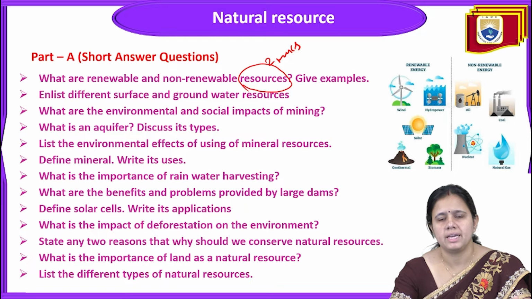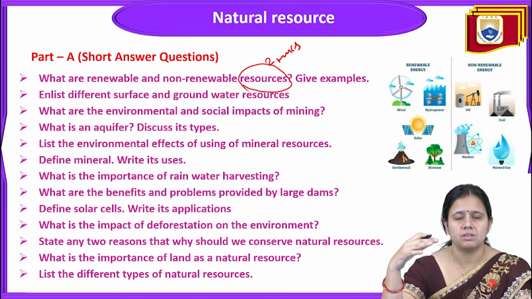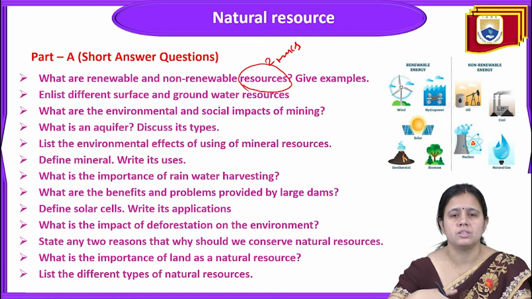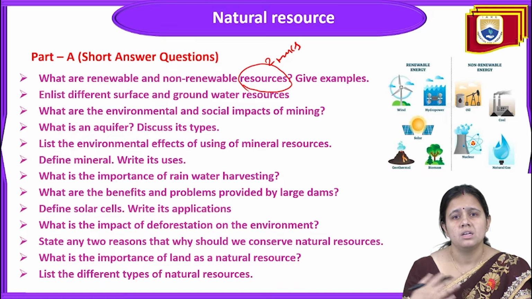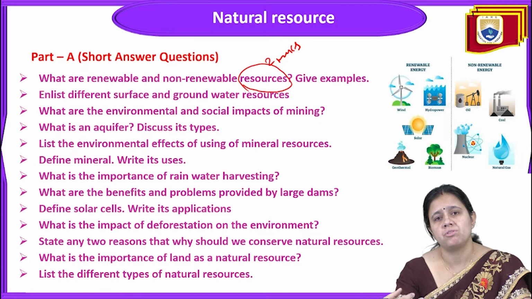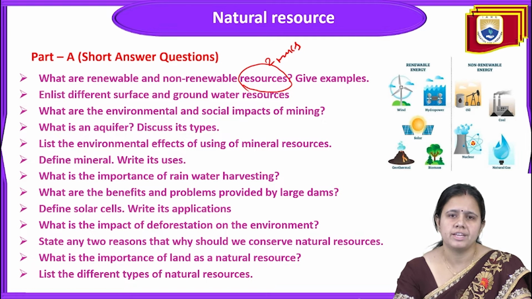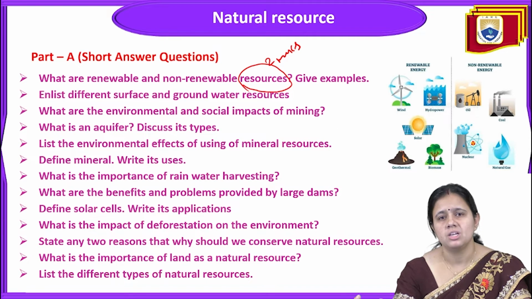At the place of mining, land subsidence occurs, which means sudden collapse of land into the earth's surface, and this leads to the migration of people from their native place to other places. So mining activity vastly affects the social life of a normal person, and the environment also. Next is: what is an aquifer?